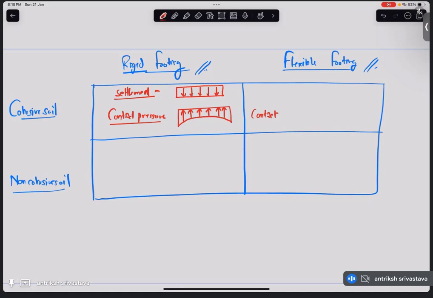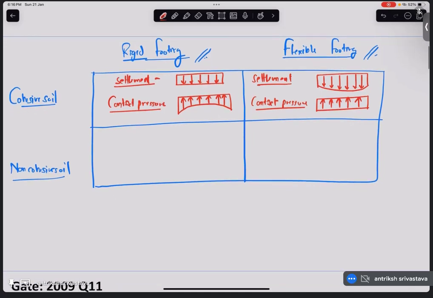Now when you have flexible footing in case of cohesive soil, what will you get? You will get the uniform contact pressure, and your settlement is going to be non-uniform. It will be maximum at the edges, sorry, maximum at the center and minimum at the edges. Now let's go to the rigid footing with non-cohesive soil. So let me just write here, this is settlement, and this is contact pressure.